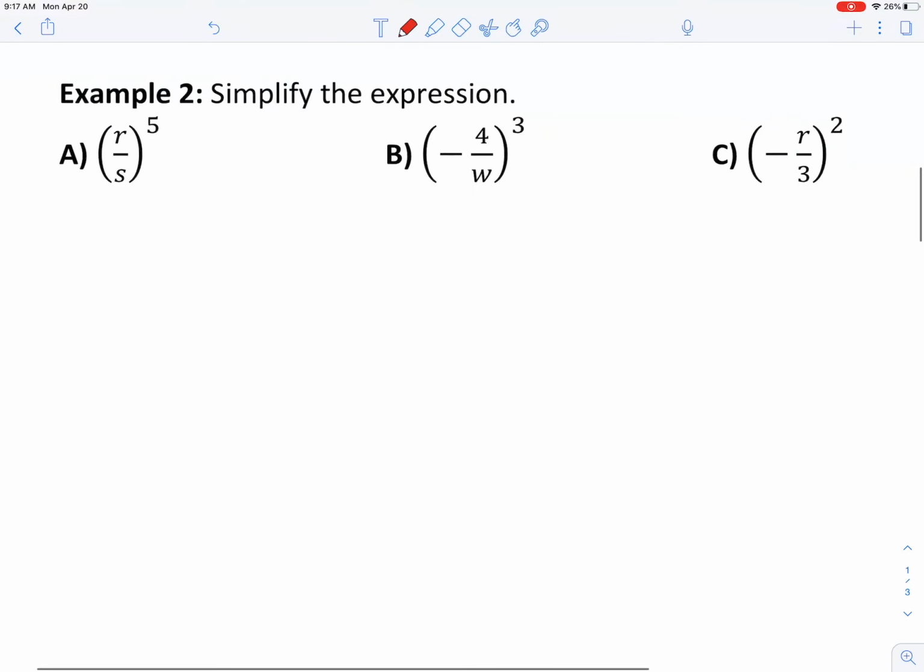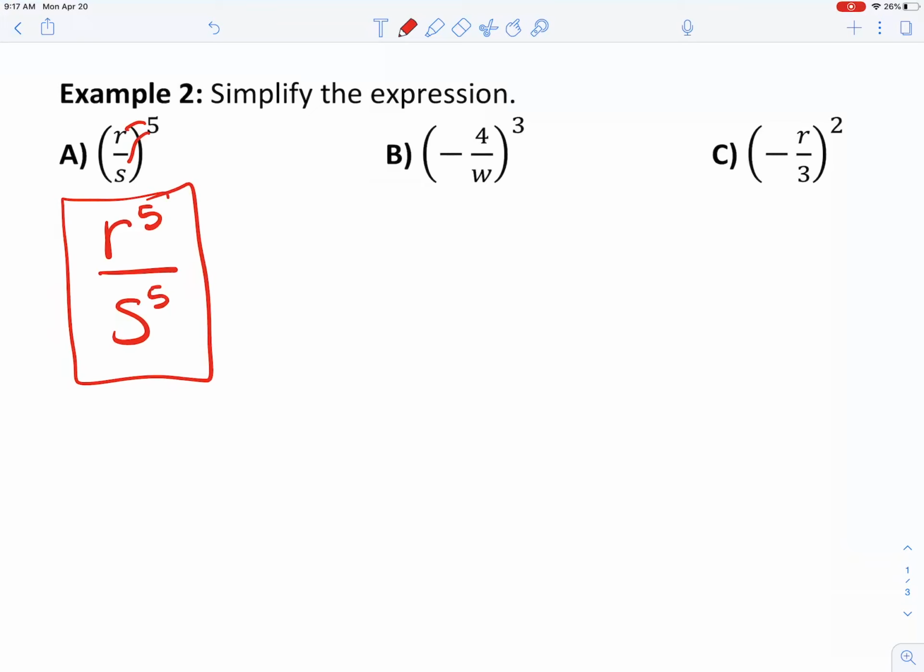All right, example 2. Simplify the expression. Here we've got our distributing going on. It's really like r to the 5th over s to the 5th. And we can't simplify anything there because the r and the s are not the same term, so we can't simplify them.